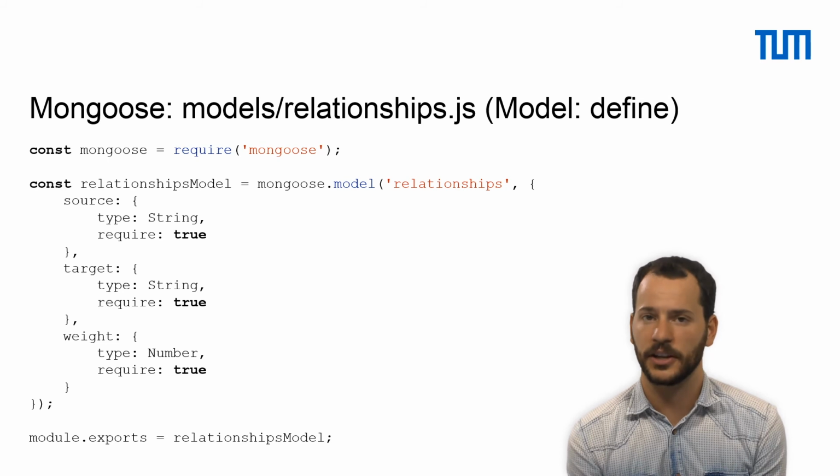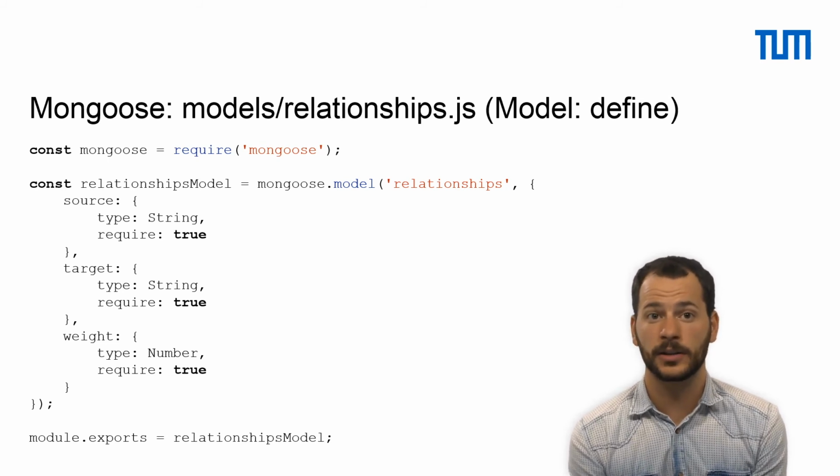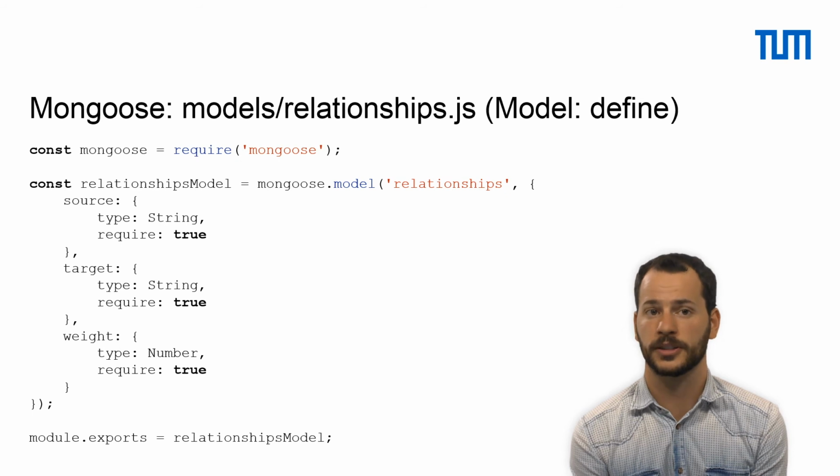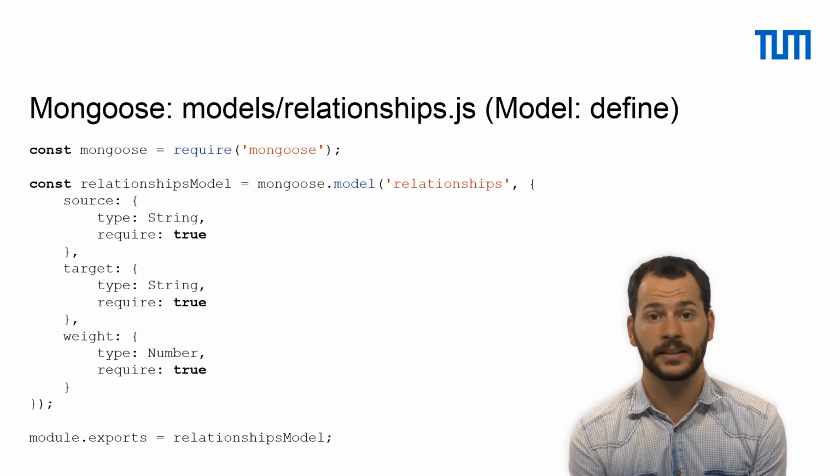Let's look at the model for the relationships. Here we define the model of our relationships. Firstly, we require Mongoose, as we did with Express in our previous example. The second thing that we do is we define our relationships model. Here we have three fields which are compulsory, so they are always required. If you try to create new objects which don't have one of these fields, it won't work. Mongoose will complain. The three fields that we are going to need in our objects are source, target, and weight. The first two, source and target, are of type string, while weight is of type number.